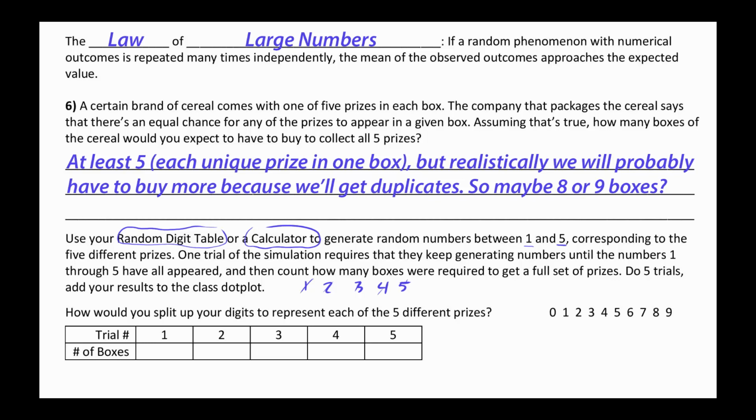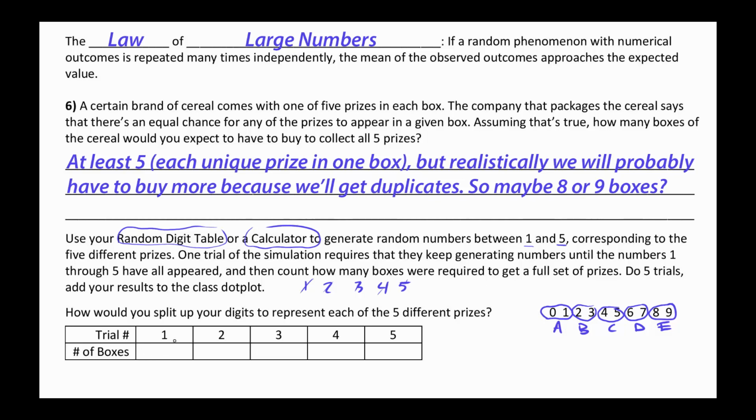Now, in order to make this a little bit more efficient, we don't want to just use the digits 1 through 5. We're going to use the digits 0 through 9 because we can use twice as many. If we pair 0 and 1, maybe that's the first box, 2 and 3, 4 and 5, 6 and 7, and then 8 and 9. Those would represent maybe the first box, second box, third box, fourth box, and the fifth box. That way we aren't wasting the other digits.